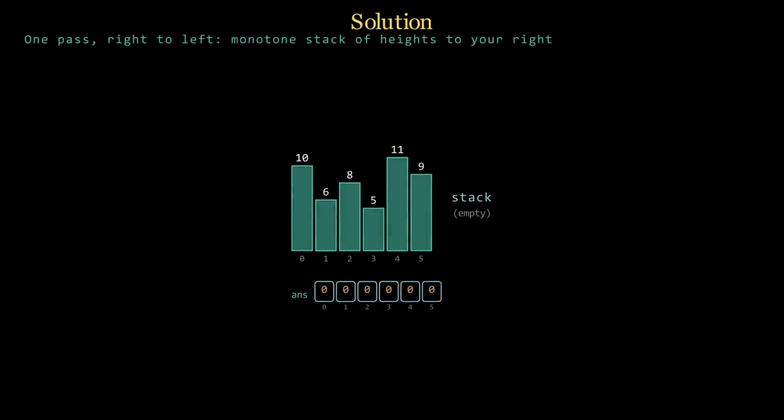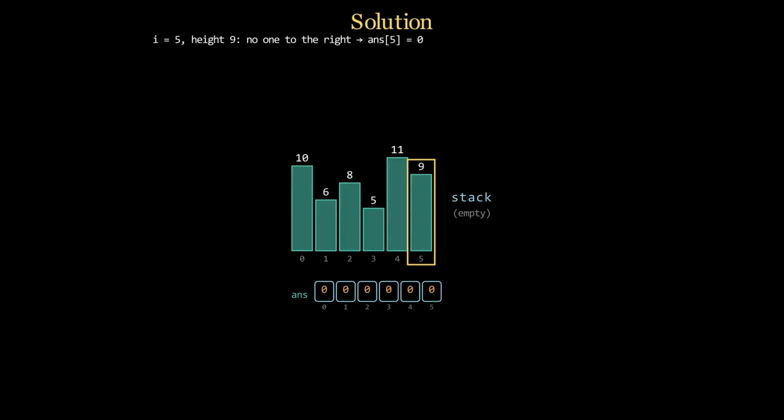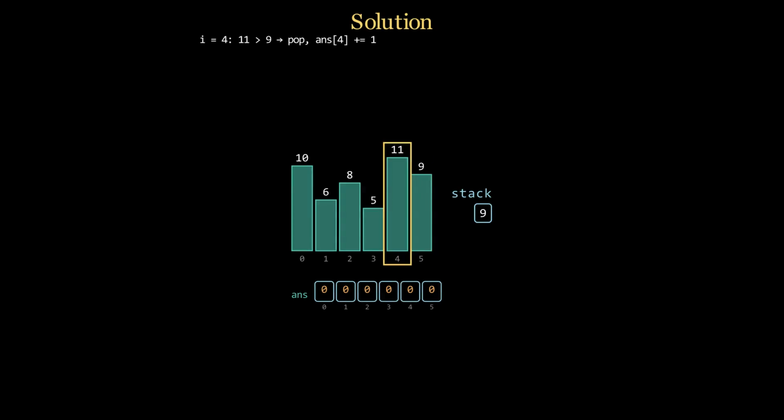We walk indices from n-1 down to 0. The answer array starts at all zeros. The monotone stack stores heights already processed to the right, the skyline you compare against. Start at index 5, height 9. Nobody stands to the right, so the count there stays 0. Push 9, the first value on the stack. Index 4 is 11. 9 on the stack is shorter, so pop it and add 1 to the count at 4. 9 is gone for good for anyone farther left. Push 11.